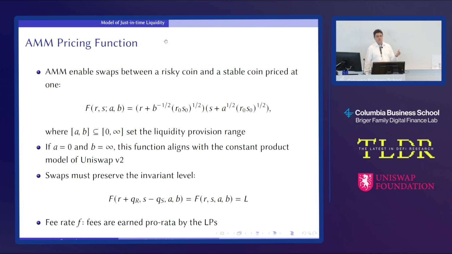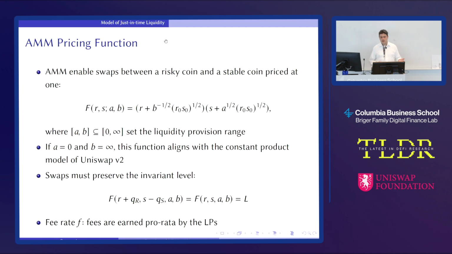So you can provide liquidity between A and B. These A and B are fixed. So if A is equal to 0 and B is equal to infinity, this becomes the constant product function used by Uniswap. The rule that needs to be obeyed to determine the price is that the value of the function before and after the trade has to be equal to a constant.